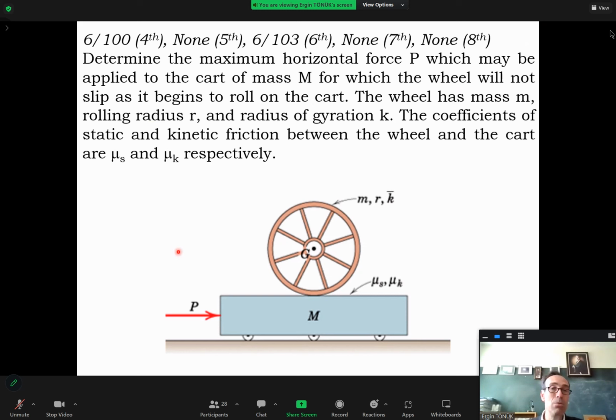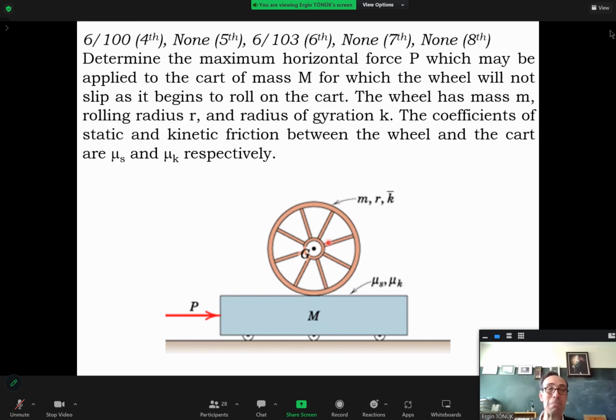Determine the maximum horizontal force P, which may be applied to the cart of mass capital M for which the wheel will not slip. But as you might guess, when you push this, the mass center of the wheel will resist this acceleration. So relative to the cart, it will start rolling backwards. We can't avoid this, okay?